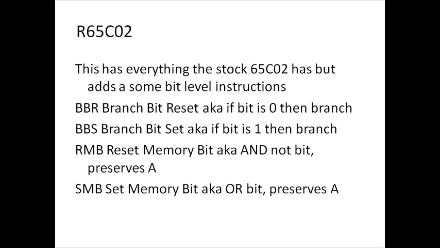So then we get on to the R65C02. This is as per the 65C02, but due to its embedded nature, they've added a lot of bit-based operations. So BBR, branch bit reset, aka if this bit of this byte is 0, then branch. BBS, branch bit set, aka if this bit of this byte is 1, then branch. You then have RMB, reset memory bit. This lets you clear a bit in a byte, and then set memory bit lets you set a bit in a byte, and they both preserve A.